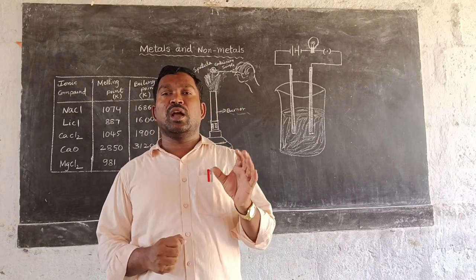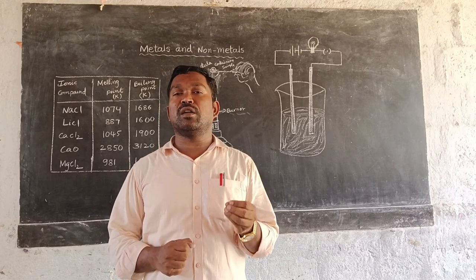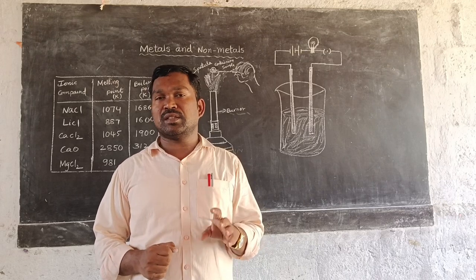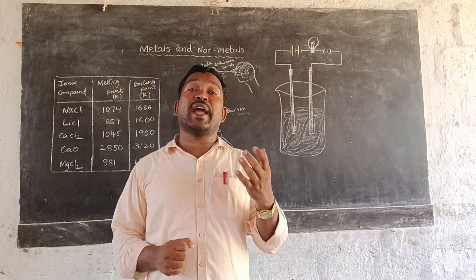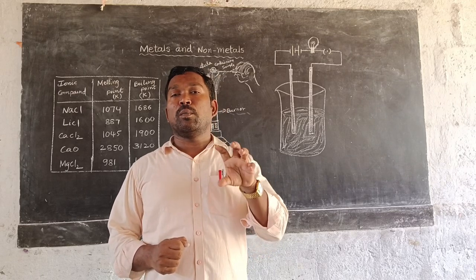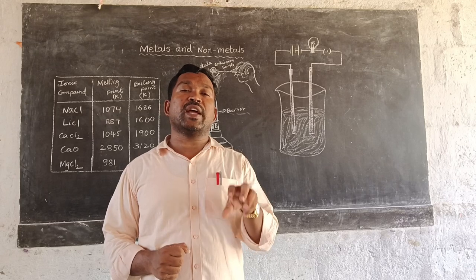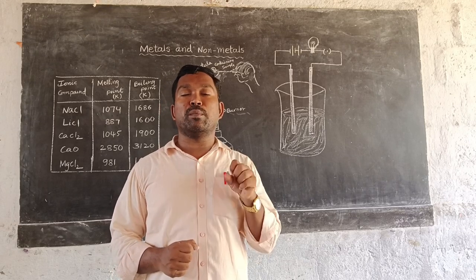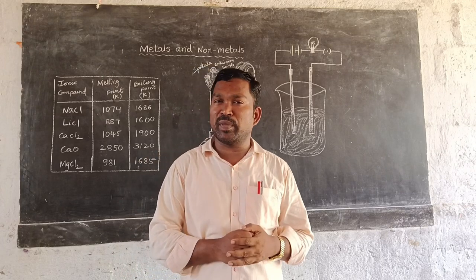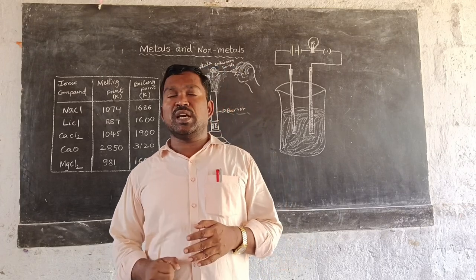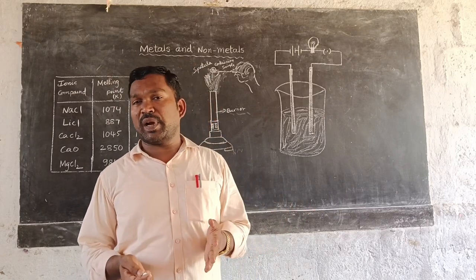Next one, elements and compounds which occur in nature are called minerals. From minerals we extract metals without economic loss, that means we extract metals profitably. Which metals do we extract profitably from minerals? These types of minerals are called ores. Generally, metals are of three types.